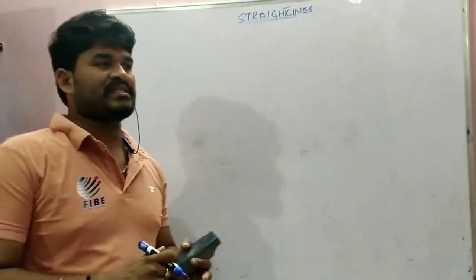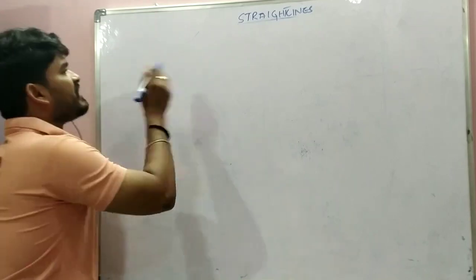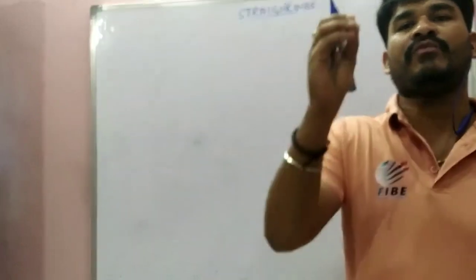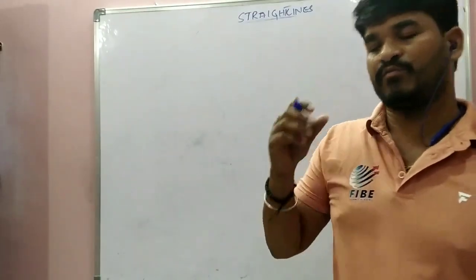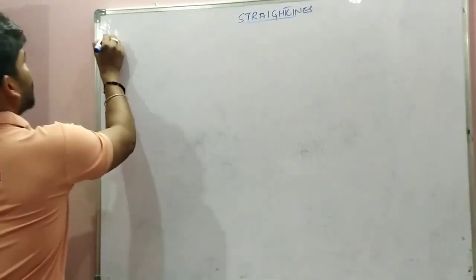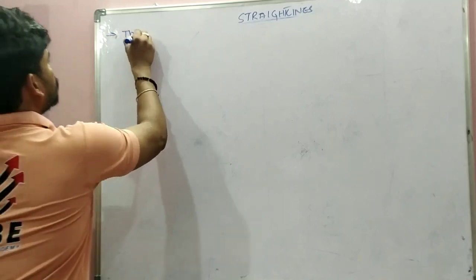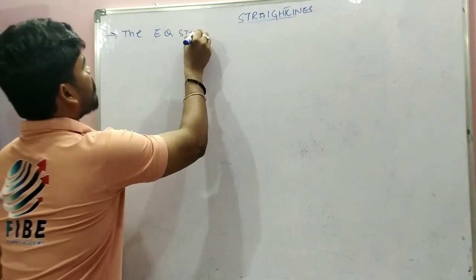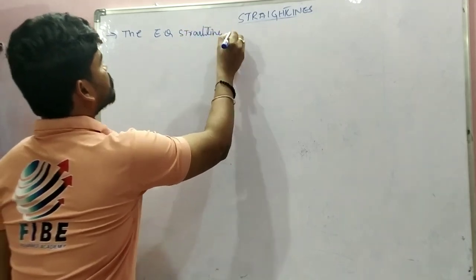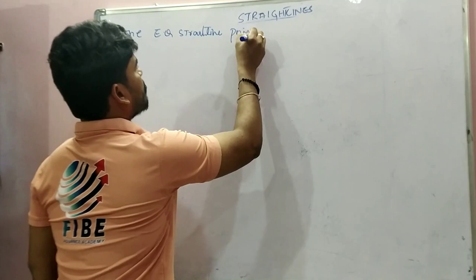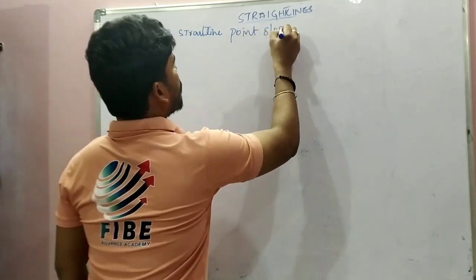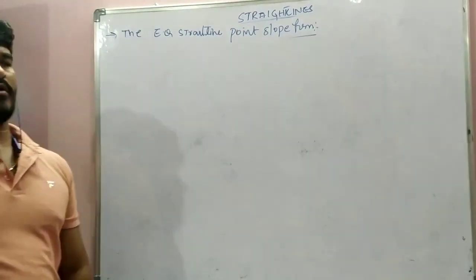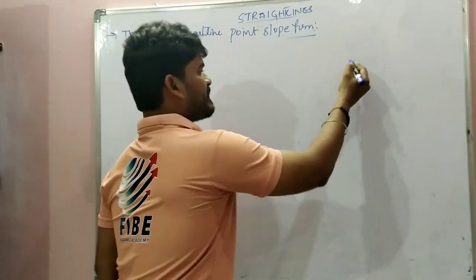Now we are going to discuss the equation of the straight line in point-slope form. This is the point-slope form of the equation of the straight line.